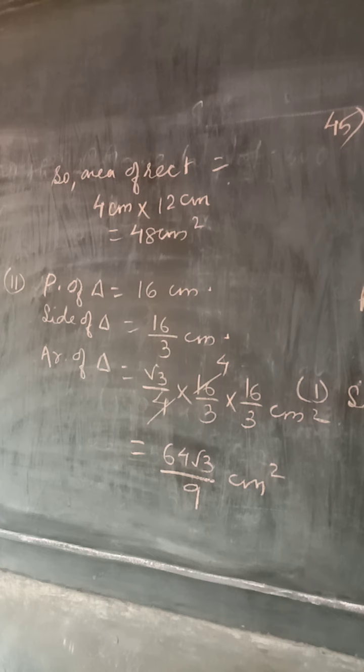Question number 46. A chessboard contains 64 equal squares and the area of each square is 6.25 centimeter square. A 2 centimeter wide border is left inside the board. Find the length of side of a chessboard.